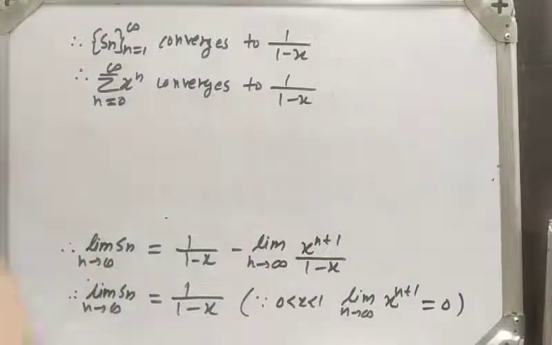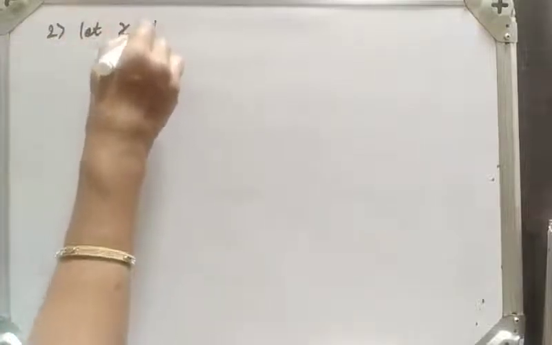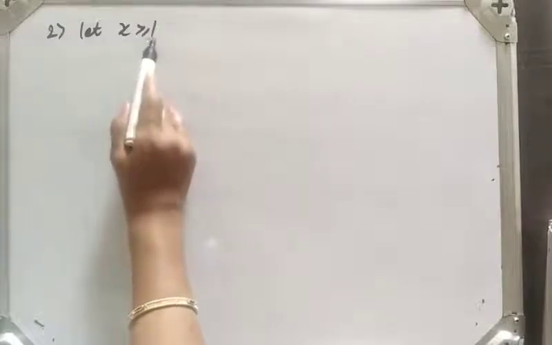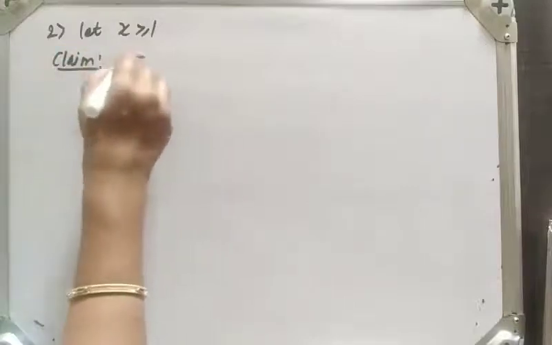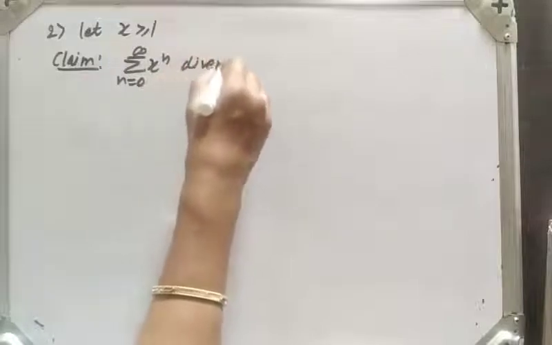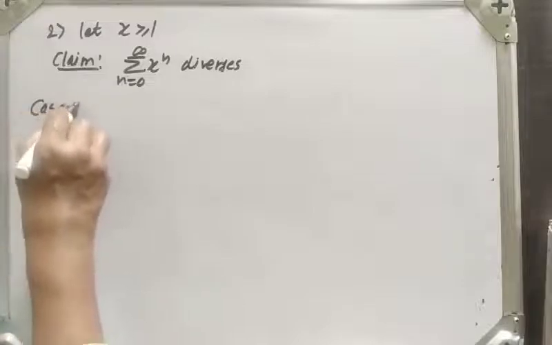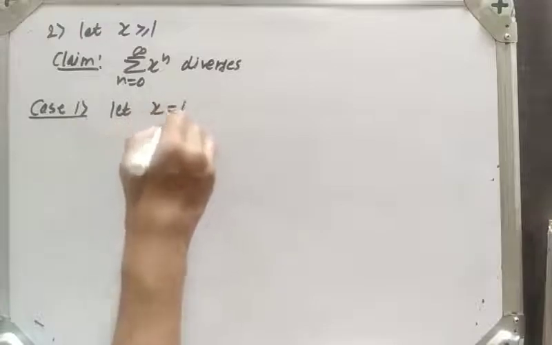Now let us prove the second part, that is, if x is greater than or equal to 1, then the geometric series diverges. Let x be greater than or equal to 1. Now here there are two cases: either x is equal to 1 or x is greater than 1. This is given. What is our claim? We have to prove the series x raised to n diverges. Case 1: let x be equal to 1.